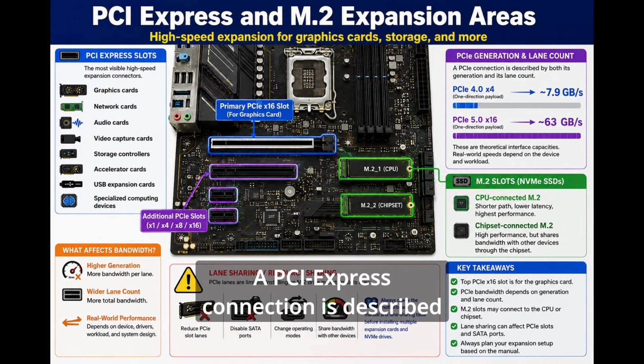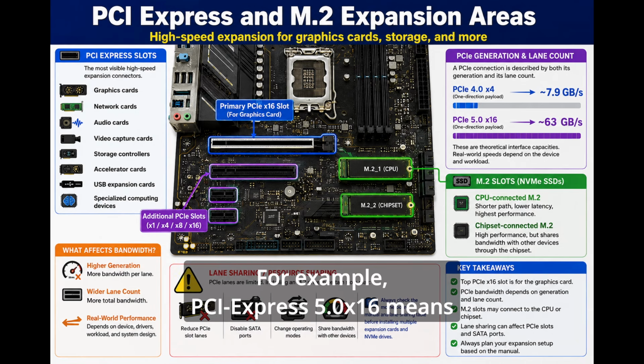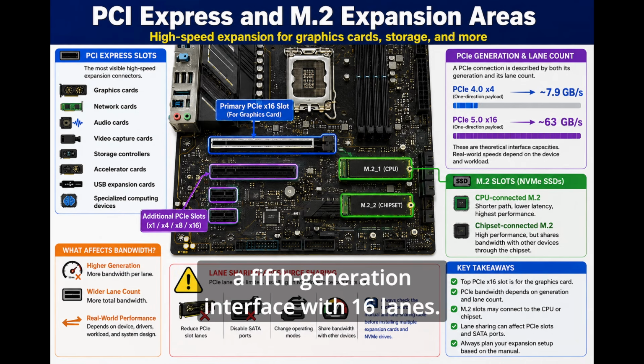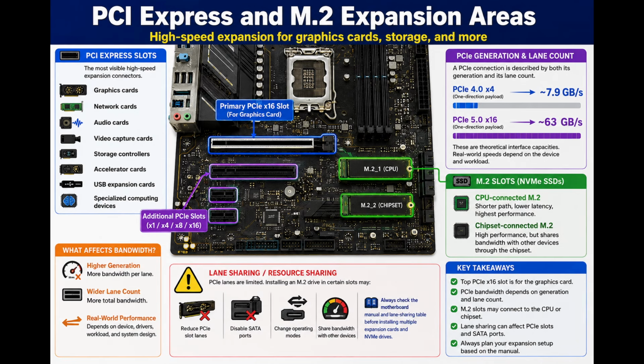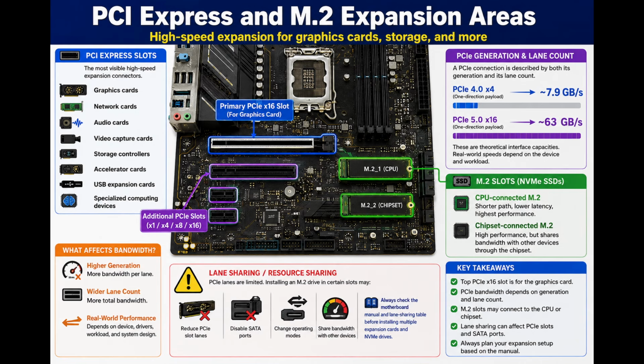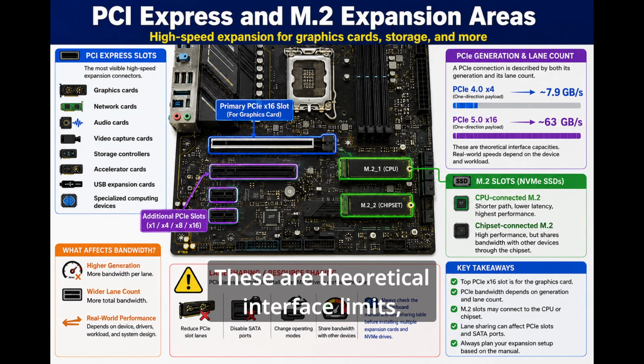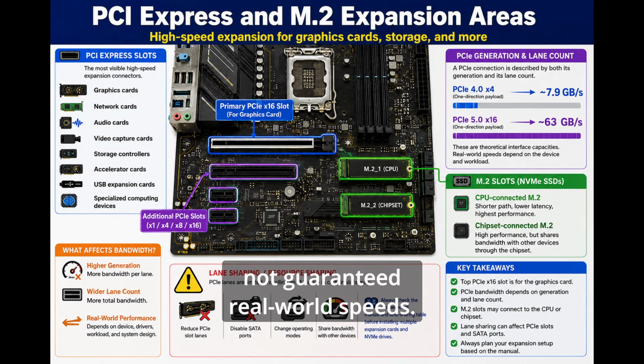A PCI Express connection is described by its generation and lane count. For example, PCI Express 5.0 by 16 means a 5th-generation interface with 16 lanes. A newer generation provides more bandwidth per lane. More lanes usually provide more total bandwidth. PCI Express 4.0 by 4 provides about 7.9 GB per second of theoretical one-direction payload bandwidth. PCI Express 5.0 by 16 provides about 63 GB per second. These are theoretical interface limits, not guaranteed real-world speeds.